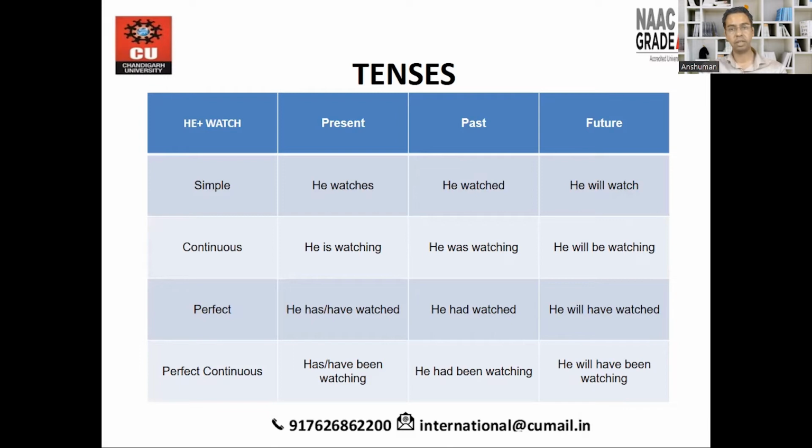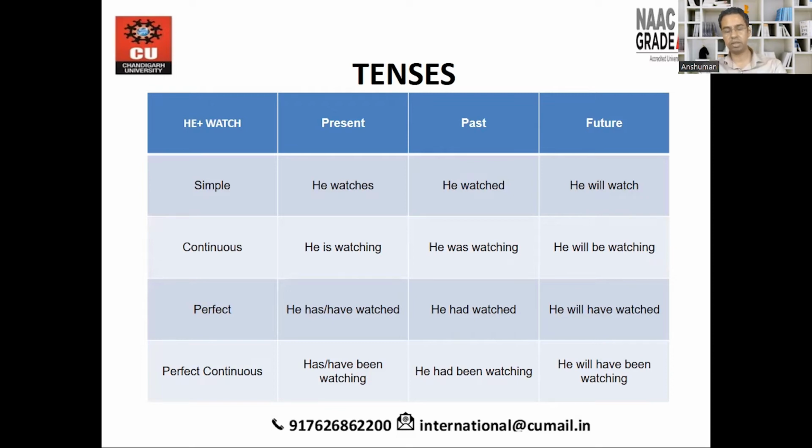And if it is future tense, present perfect, future perfect, then subject plus will plus have or has, and then the third form of verb. So likewise, we will be dividing the tenses into perfect. Now, the most important, last but not the least, is perfect continuous tense.